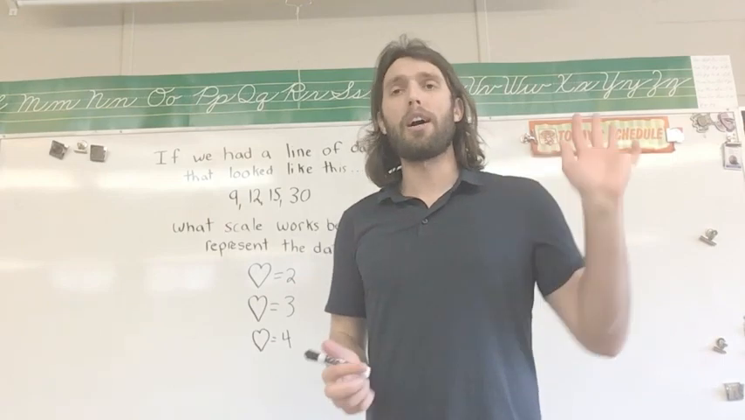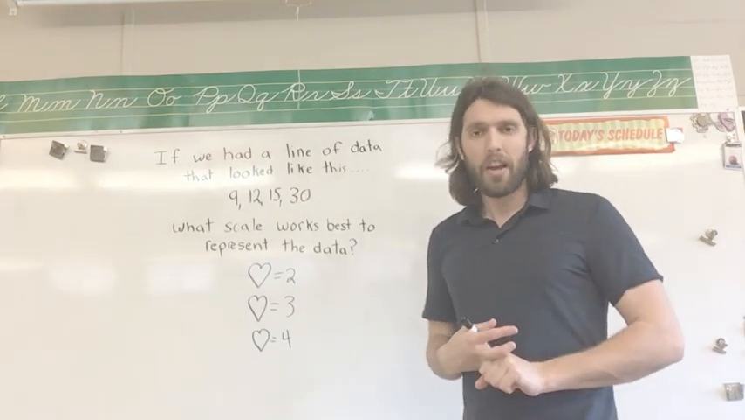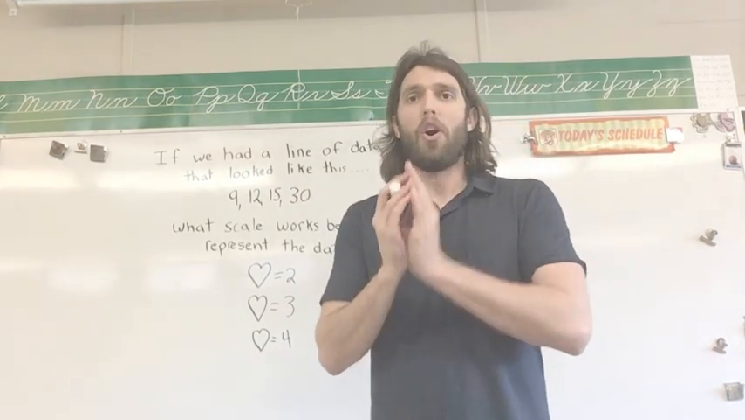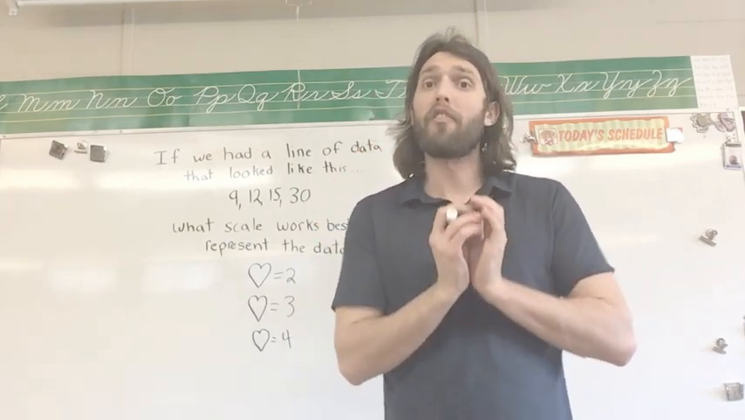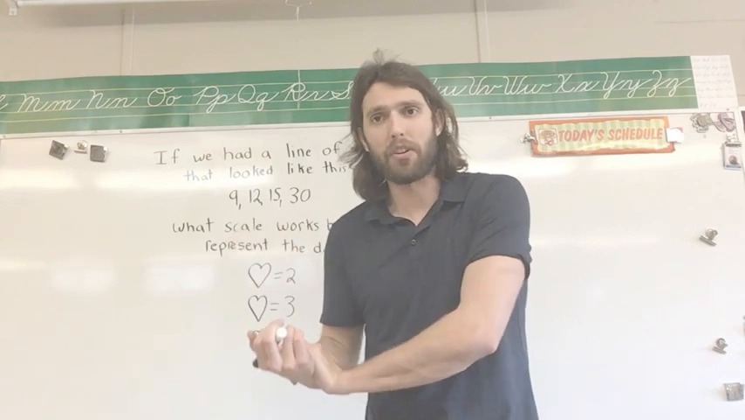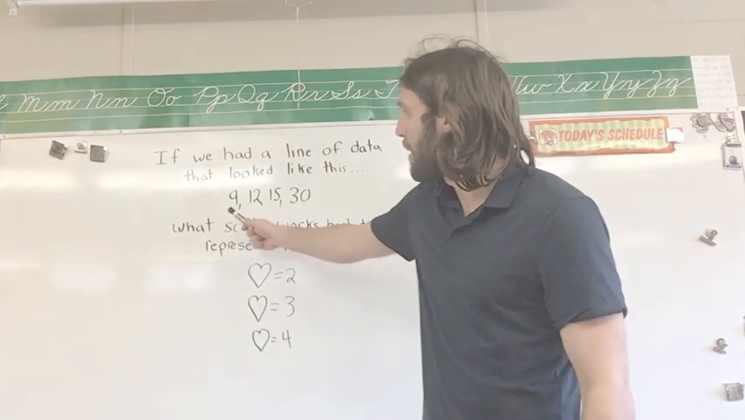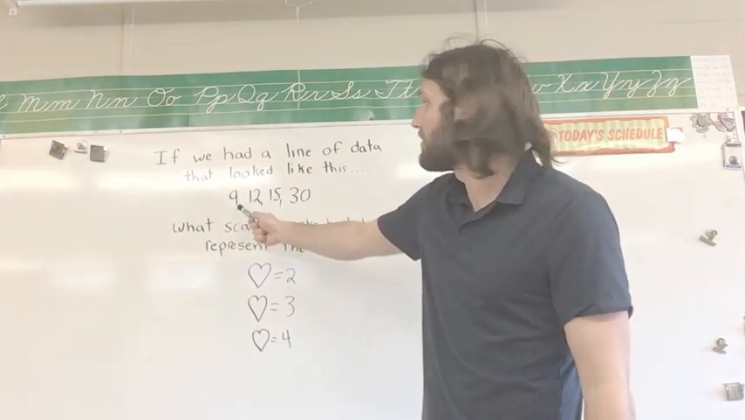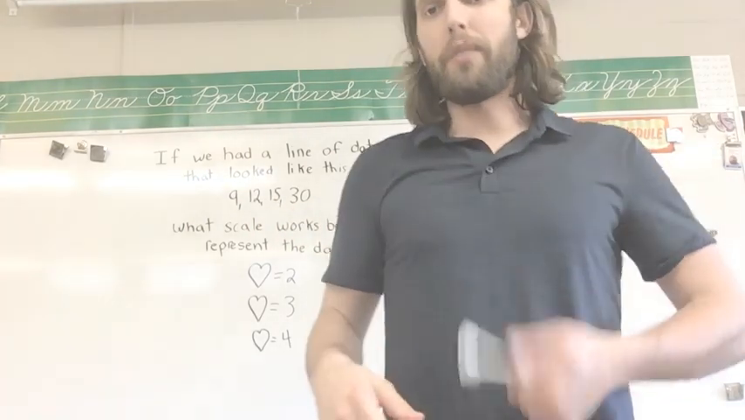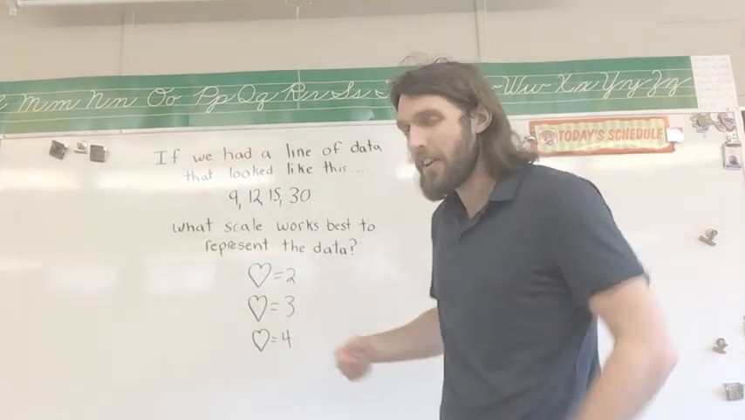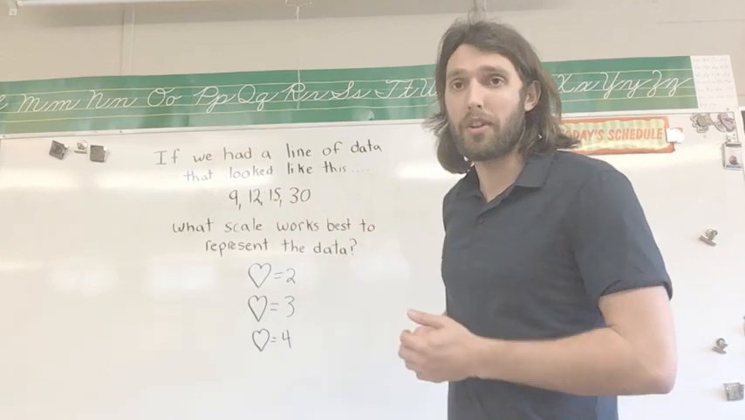So remember when we were talking about the kids playing sports in grade 4, right? Our scale was one symbol of a person equals 10 kids. And remember with the flowers, one flower symbol equals 5 actual flowers. So what they're saying here is which one of these hearts would work best to represent data that has a number of 9, a number of 12, a number of 15, and a number of 30. So what we're going to be doing here is we're going to be looking at each one of these numbers and seeing if they can go into all these numbers up here, right?